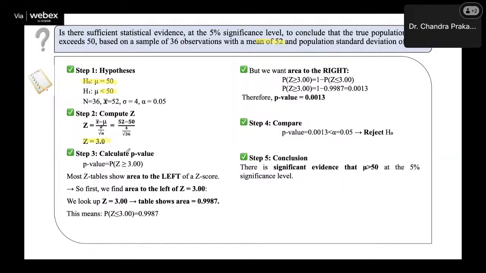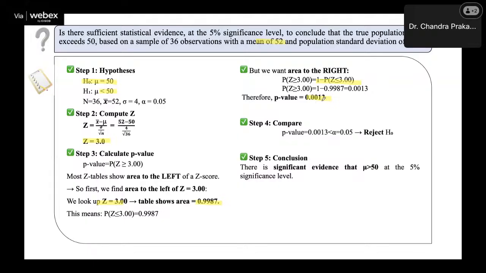Then we calculate the p-value. Most Z tables show the area to the left of a Z score. So first we find the area to the left of the Z score for the case of 3. Looking at the Z table, the area came out to be 0.9987. Now, because we are interested in the right part of it, we subtract the value: 1 minus P(Z).